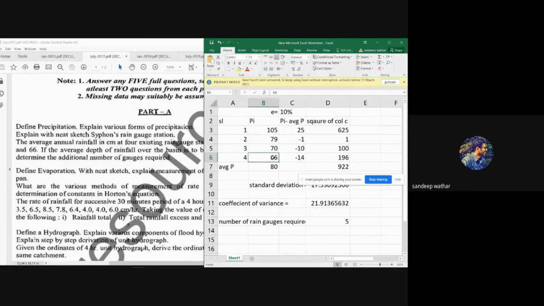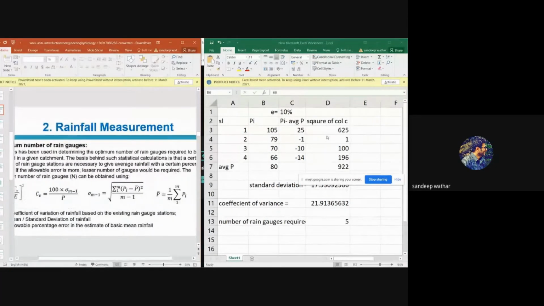Next, square of column C. Now see, I need to determine Pi minus P bar whole square, right? So I have already calculated a column which is Pi minus P bar. Now I am calculating another column which is Pi minus P bar whole square. So this is that column, right?